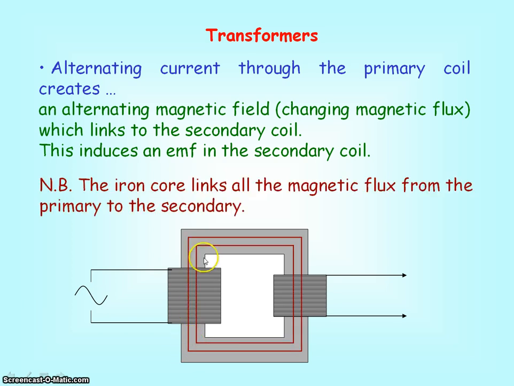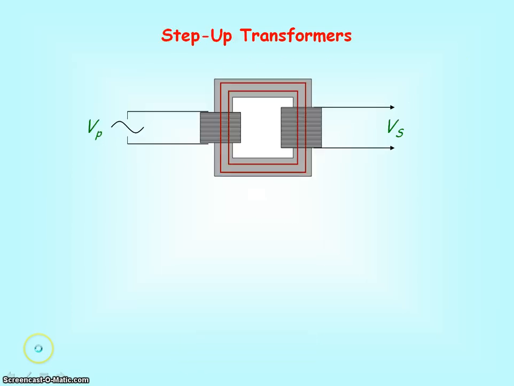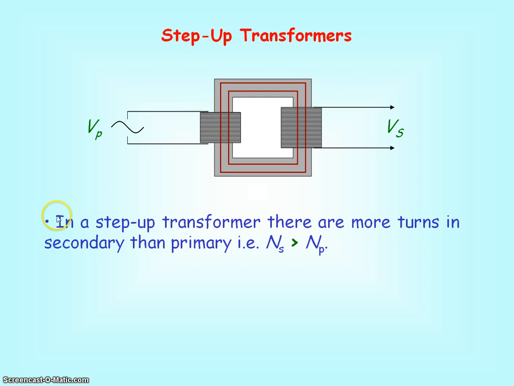The function of the iron core is to link all the magnetic flux from the primary coil to the secondary coil. And so these lines are representing the magnetic field lines. For a step-up transformer, you have a greater number of turns in the secondary coil than you have in the primary coil. And so that's symbolised by NS, the number of turns in the secondary, and NP, the number of turns for the primary.